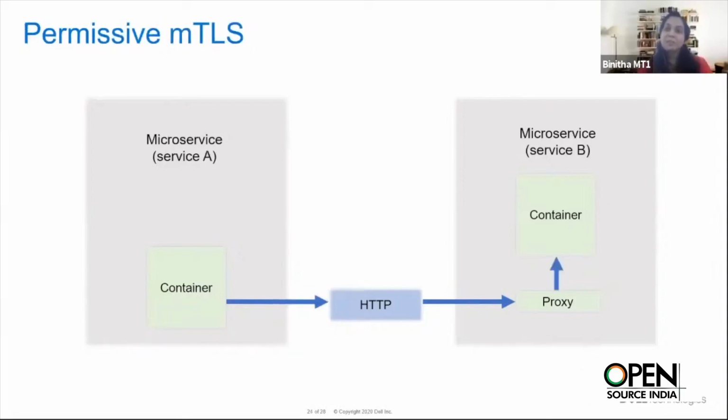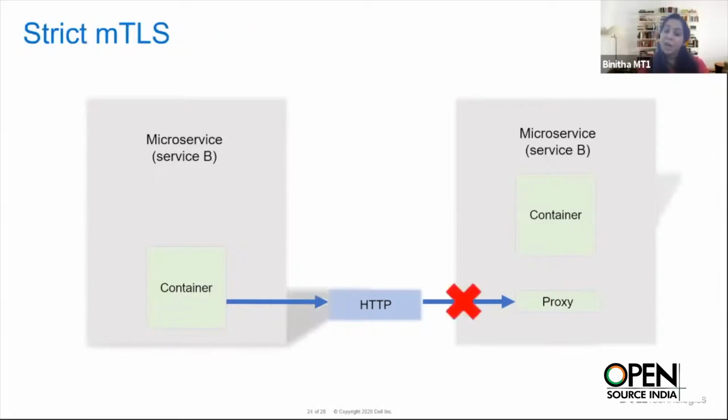Permissive is good if you are migrating to an Istio architecture, when you still have services that are not migrated to Istio. In that case, you don't want to deny that service, right? So it is good to have permissive, because eventually you can put your Envoy proxy and make sure that everything is authenticated. But once you have all your services inside your cluster, then you can switch to strict mTLS.